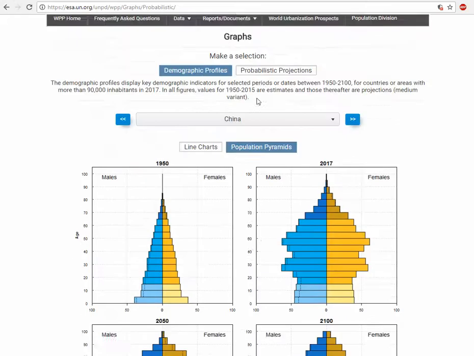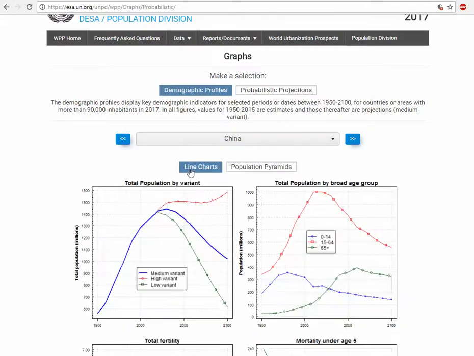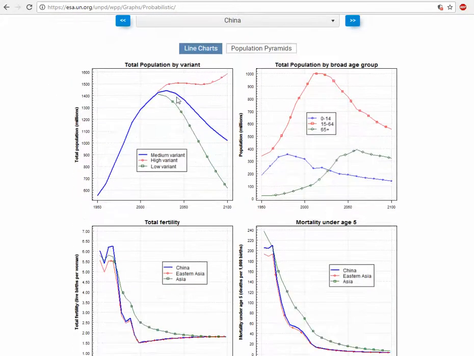Let's take a look again at the line charts. So this is total population by variant, and there's a high variant, a medium variant, and a low variant. Basically, these three models are what if people had a lot of kids, what if they had a lot less kids than expected, and blue would be like this is the number of kids we're actually expected to have.